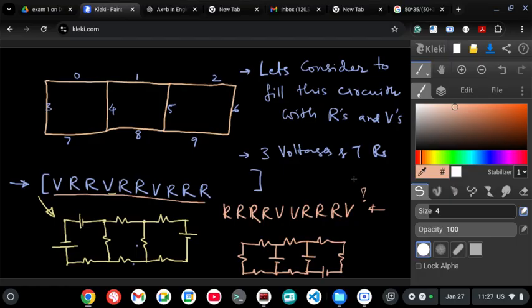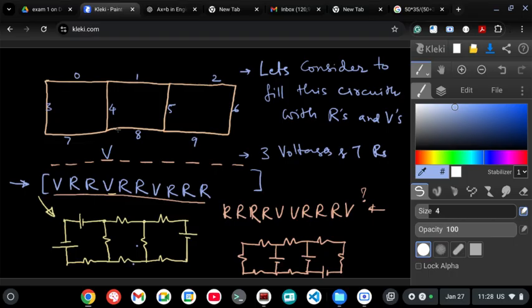Okay, let me ask in a very simple way. Let's say I start with the V. How many possibilities are there to select V? So the first V I can allocate in 10 positions, right? So I start with all 10 empty spots. I want to allocate V there. So V can go in 10 positions, anywhere. So let's say I go here like this.